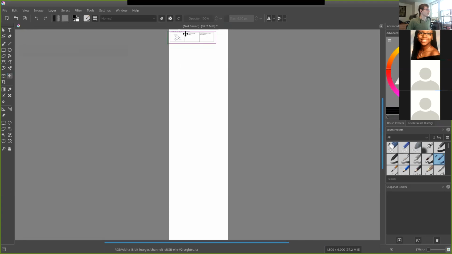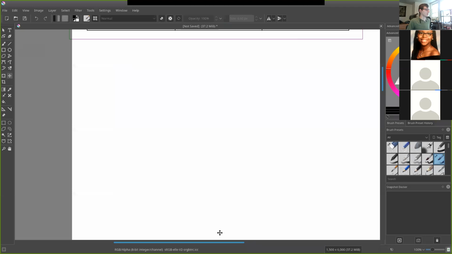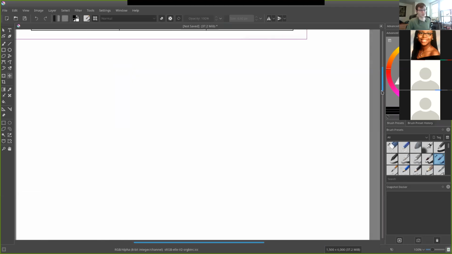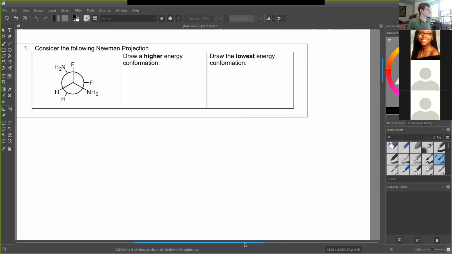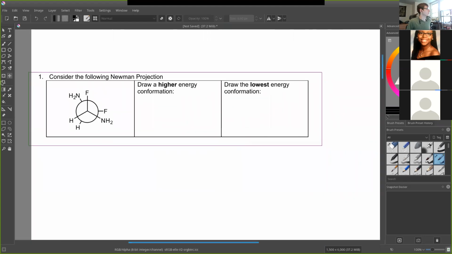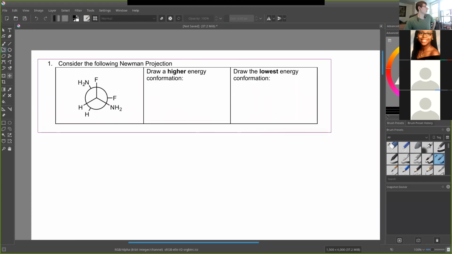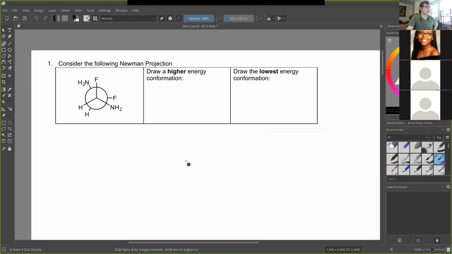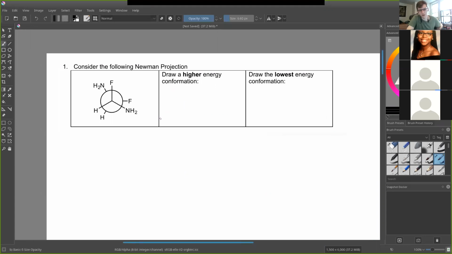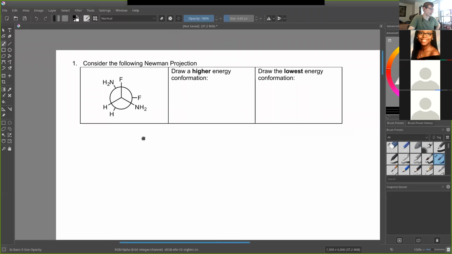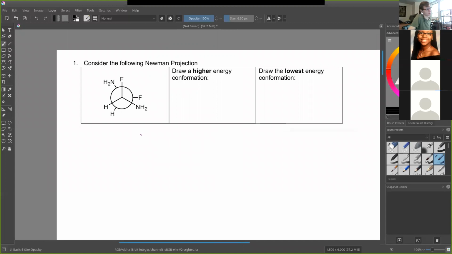This problem is somewhat of a throwback at this point because Newman projections are kind of old news. So how about we just run through it really quickly. Yeah, okay. So let's see, draw a higher energy Newman projection than what we have over here. Anybody want to just tell me what a higher energy conformation would be?